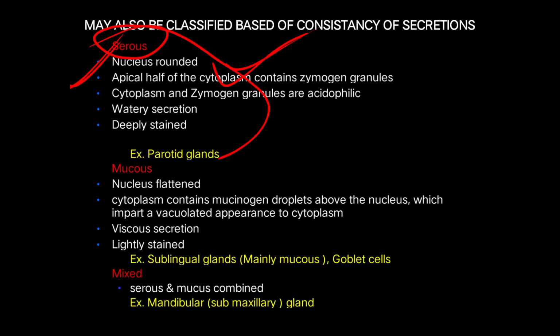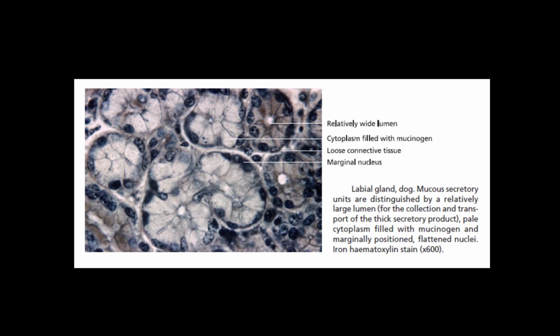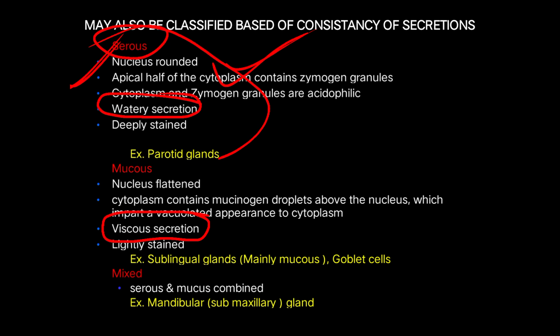So serous means what? Serous means watery secretion, they are water like. And mucus means viscous, means they are thick, viscous. So they are secreting the watery type appearance of the secretion. The example is parotid gland. Now mucus secreting glands, that is a labial gland. Okay, labial gland, or we have seen here, what is the example?